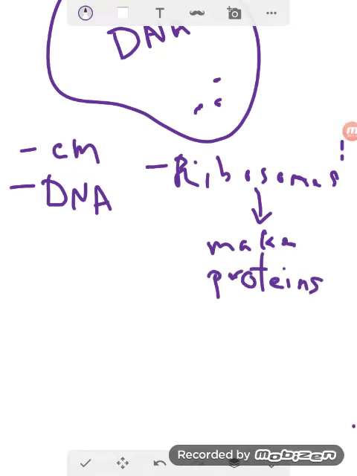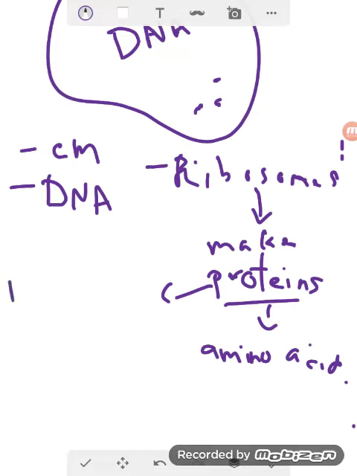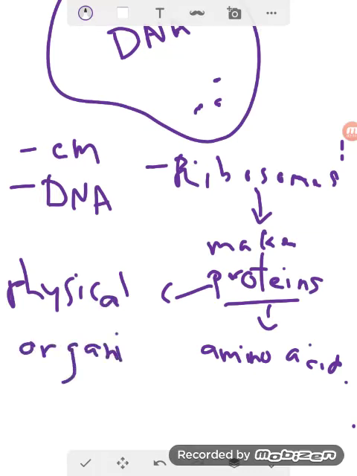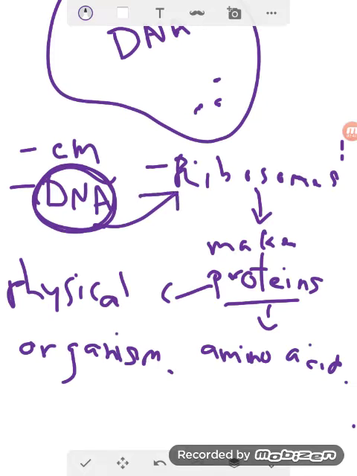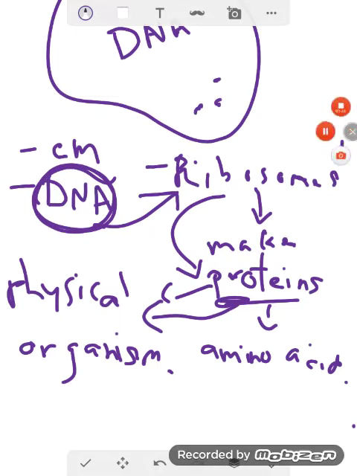And if you recall, proteins are just chains of amino acids. But really, what's important about proteins is their function. If you remember from the macromolecule unit, proteins make up my physical organism, which is ridiculously important. So the DNA right here codes for my organism. Then I can send that DNA code to the ribosomes. Ribosomes are going to make my proteins, and then these proteins actually create my physical organism.